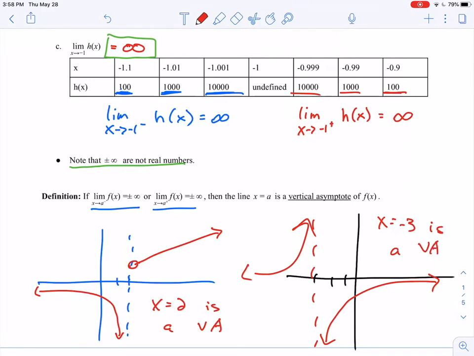In the next video, we're going to take a look at how to find vertical asymptotes and then how to look at the limit of functions nearby, close to vertical asymptotes.